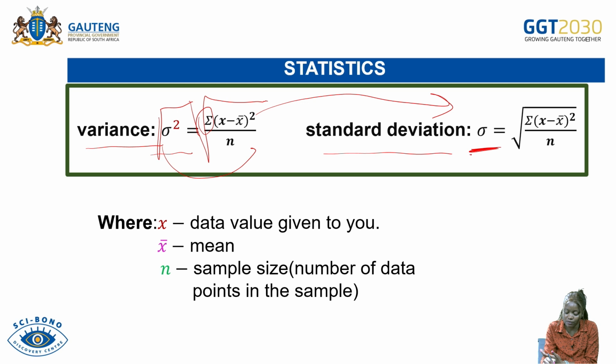Then the formula for the standard deviation will be that d, which is facing the other direction, is equal to the square root of the sum of the data value minus the mean, all squared, all over n. The x in that formula stands for the data value that you are given. The x bar, already you know, stands for the mean. And n is the sample size, or the number of data points in the sample space.